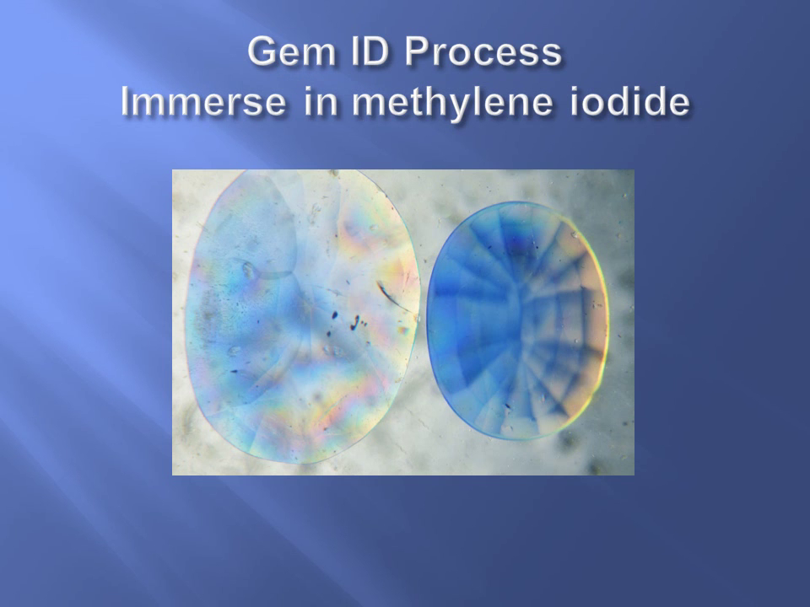The first thing we do is place it in methylene iodide, a very expensive liquid. It costs about 3,500 Rand for 150 milliliters. We do use it often. It's like putting a frosted ice block into water. Because the ice block and water have the same optical properties, you can see into the ice block a lot clearer. So this methylene iodide has a similar optical property to sapphire.